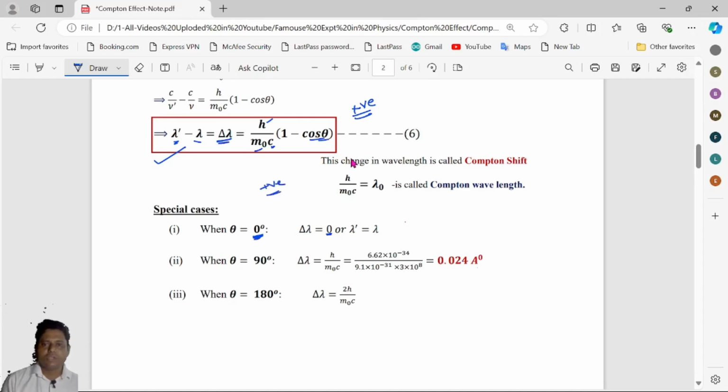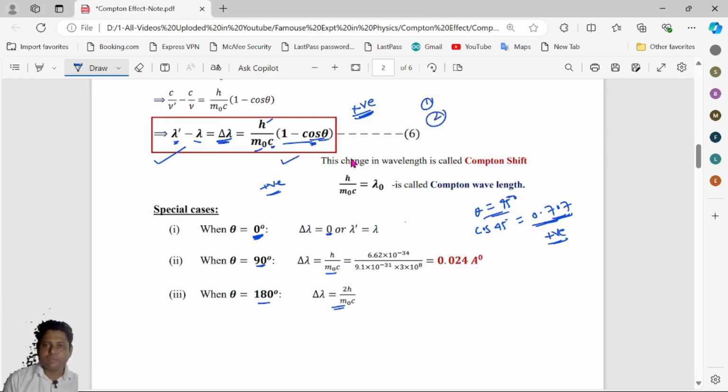Here you can check. Suppose we consider theta equal to 45 degree. So cos 45 is around 0.707. If I substitute this value over here, then 1 minus 0.707 will be a positive value. So del lambda is a positive value. If we consider 90 degree, then the value will be h by m0c. If we consider 180, we also get a positive value. So here we found that this change in wavelength is a positive value, first point.